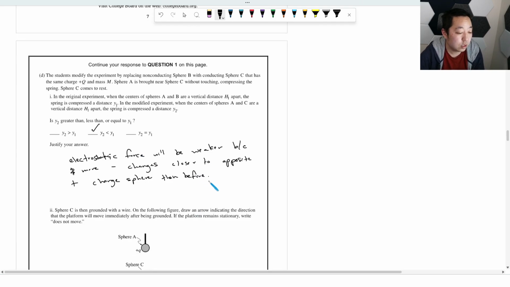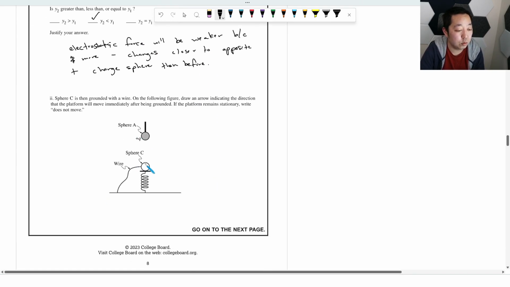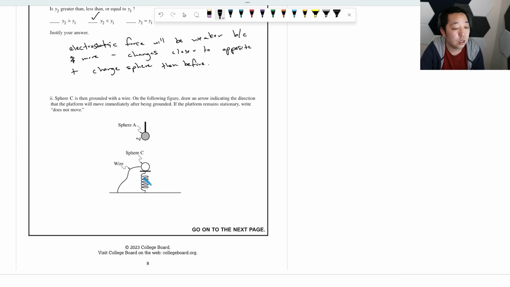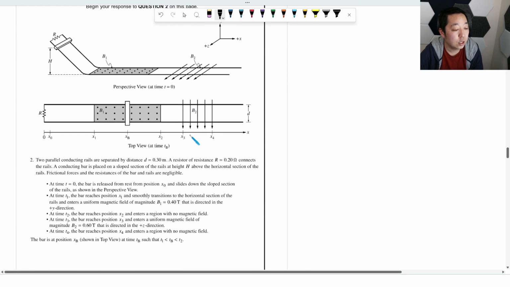Okay. Sphere C is then grounded. Ooh, okay, so all that excess charge is depleted. We even draw some negative charges, so now we have a negative charge here. Draw an arrow indicating the direction the platform moves immediately after being grounded. It will move upward, because now the force, instead of pushing downward, is going to push upward, because these excess negative charges are going to be here. So it's going to move upward, because you're going to weaken that force there.